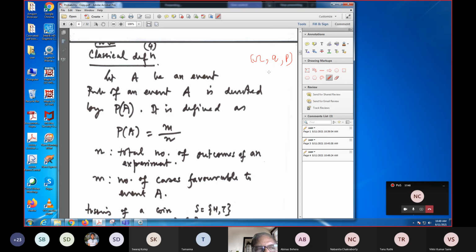Suppose you consider tossing a coin. What will be the possible events? The possible outcomes will be head and tail, and phi as well as S. So the sigma field basically consists of all the events which can be defined.